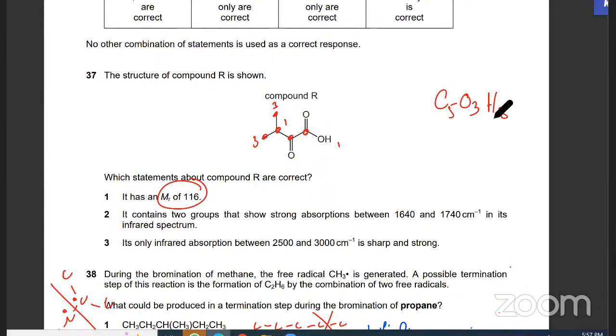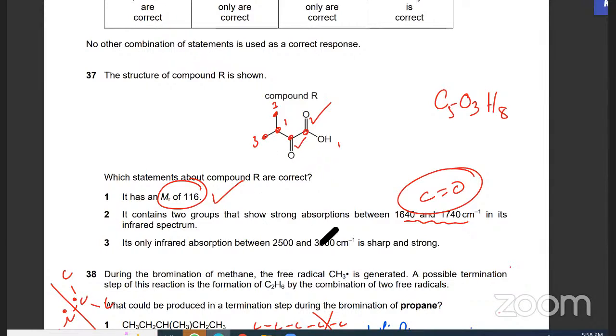It looks like 116. It contains two groups that show strong absorptions in the infrared. What is this absorption? 1640 to 1700, strong absorption: double bond C=O. That's a carbonyl C=O absorption, and it has two carbonyl groups. It's got one over here and one over here. So definitely you've got a carboxylic acid group and a ketone group.